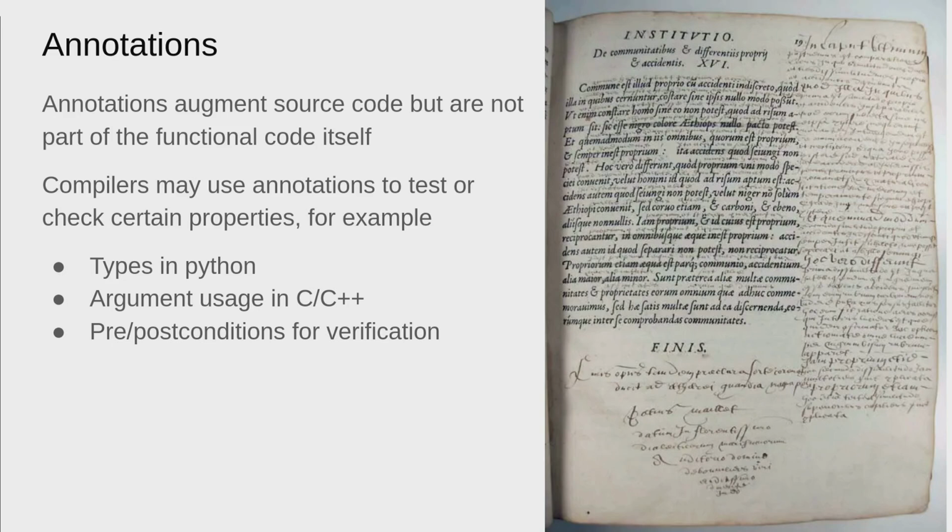Annotations, for example, would be types in Python. That's one example. Argument usage in C and C++, which arguments are being used, how they're being used, and whatnot. And pre- and postconditions for different kinds of verification. So they give you a little bit more control of the source code.